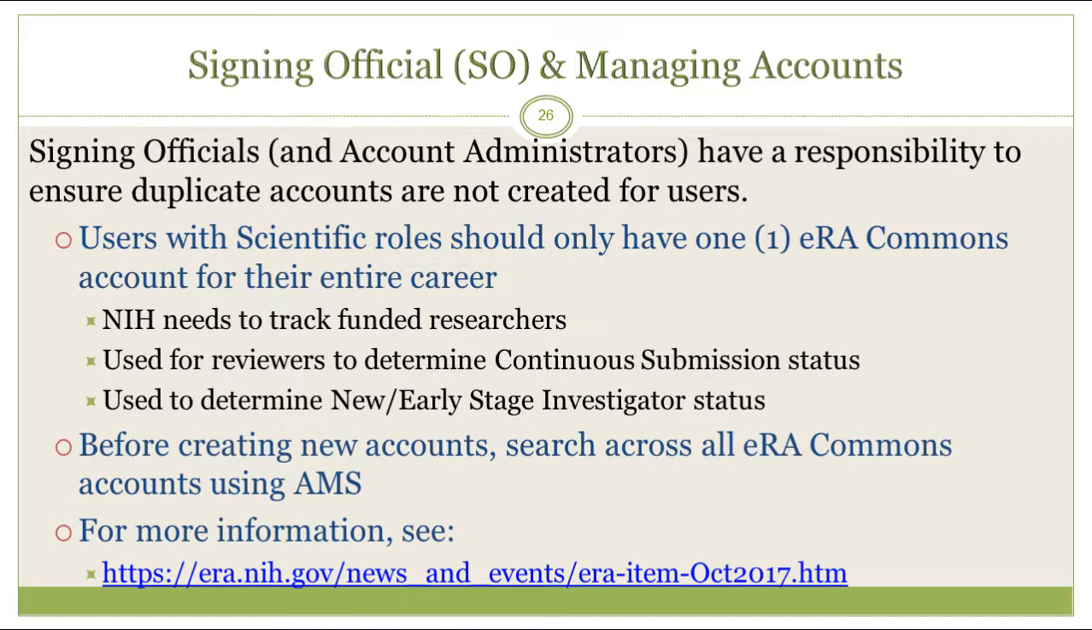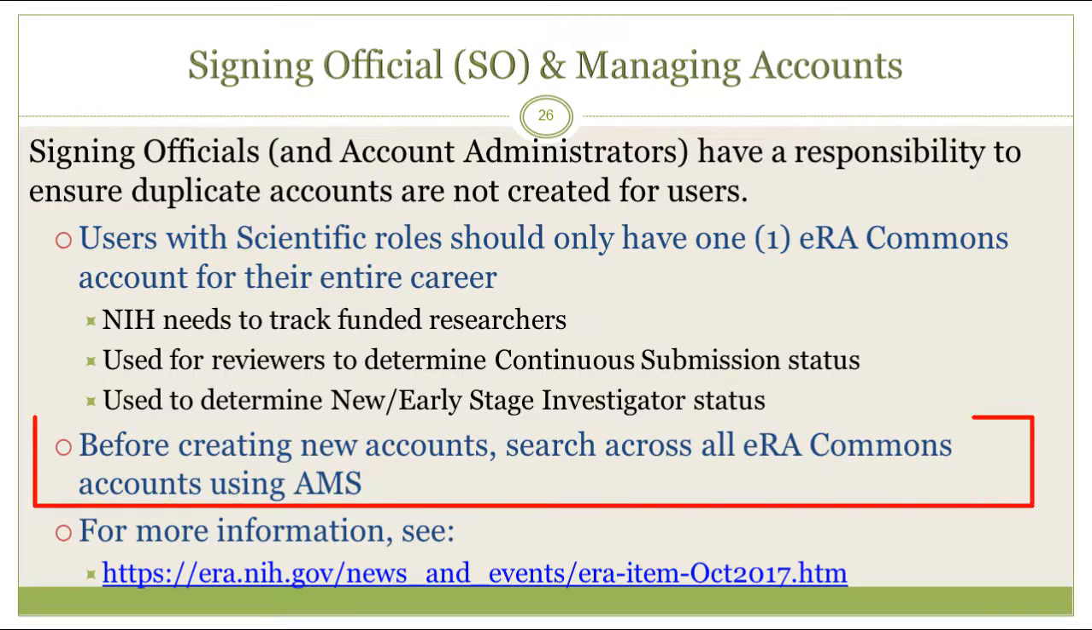So signing officials and account administrators have to make sure that they're checking to see if accounts for somebody already exist. In the account management system, AMS, you can search across the entire eRA database for accounts. And as long as you are very confident that the person you're creating the account for is unique and not already in the system, then it will let you go ahead and create that account.